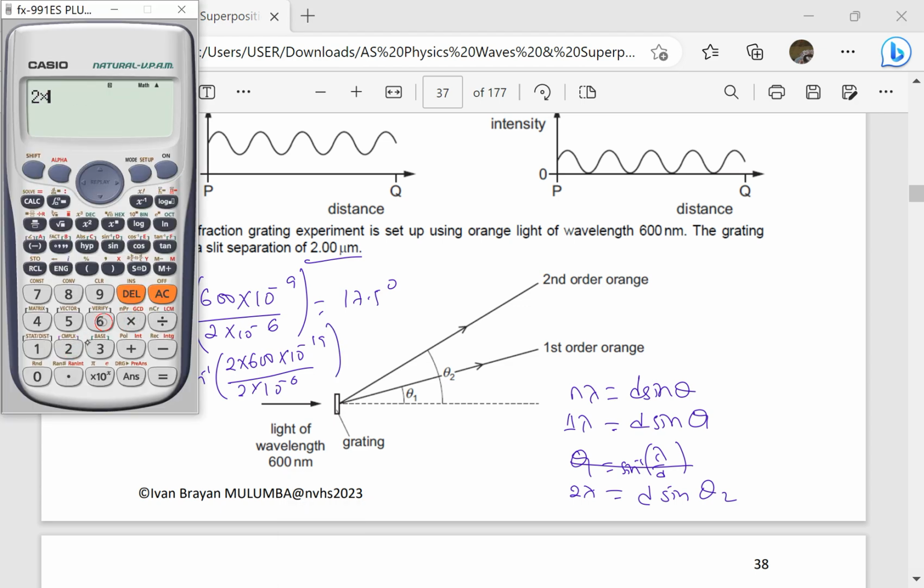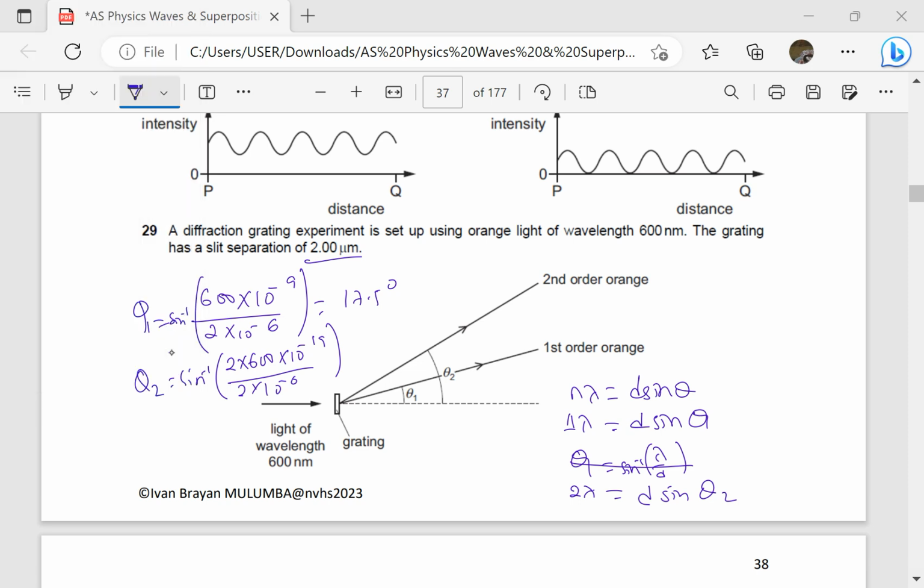So 2 times 600 exponent negative 9 divided by 2 exponent negative 6. Then shift sine inverse of the answer. So that is 36.9.